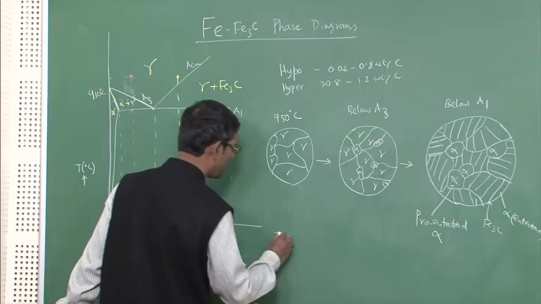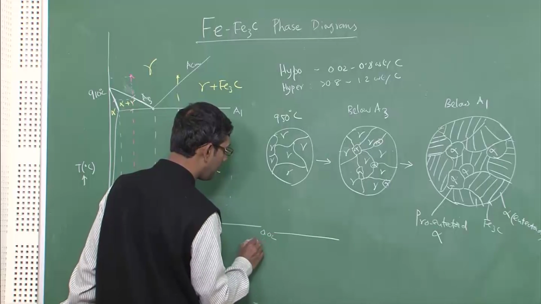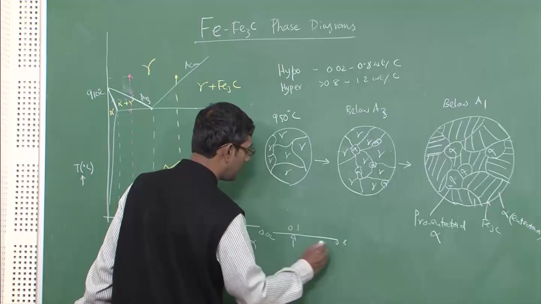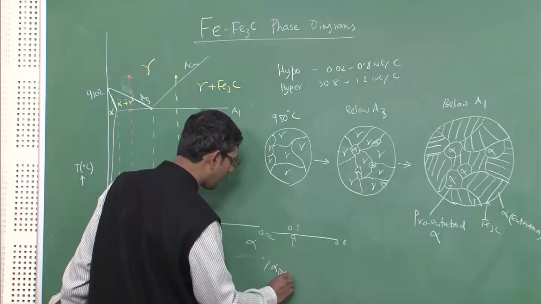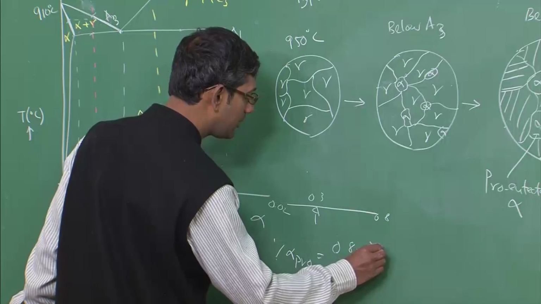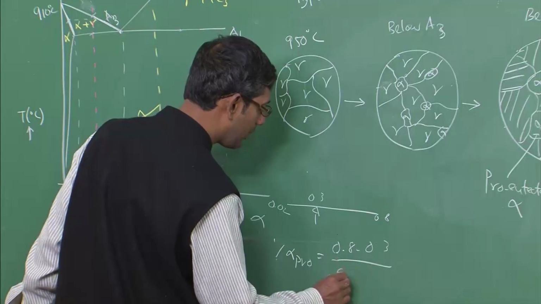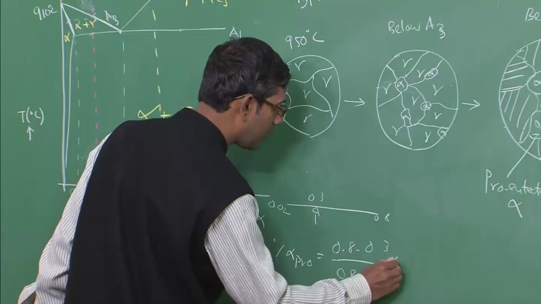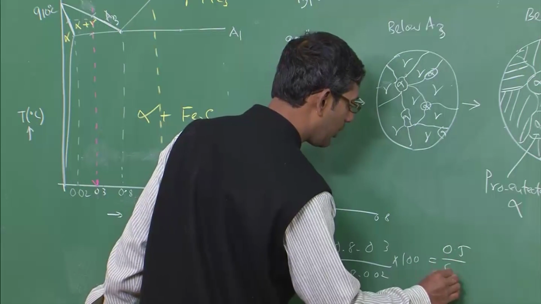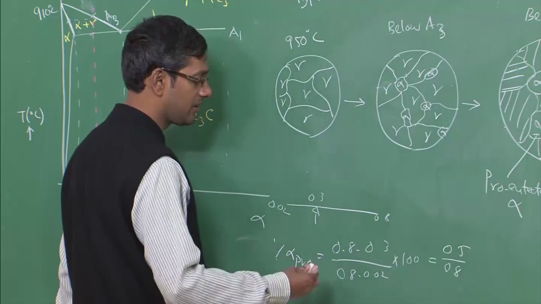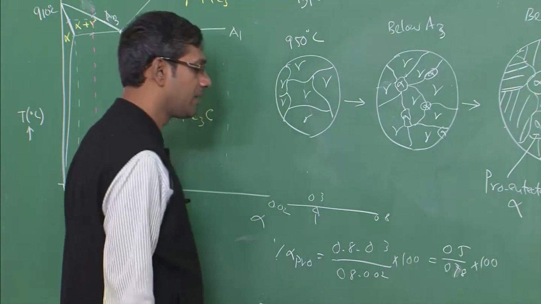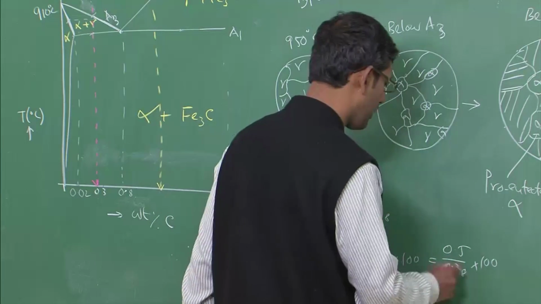Suppose for this alloy, this is 0.02 on the alpha side, this is 0.3, and this is the eutectoid composition, 0.8. So, what will be the percentage of the pro-eutectoid alpha? Very simple: 0.8 minus 0.3, divided by 0.8 minus 0.02, into 100. How much is this? 0.5 divided by 0.8, approximately 0.78 you can write, into 100.